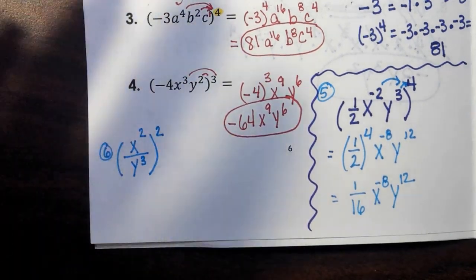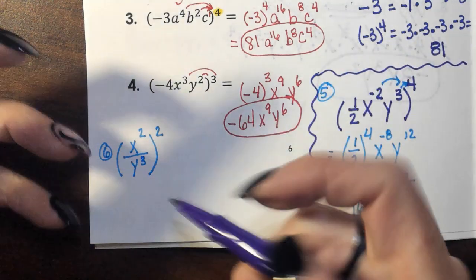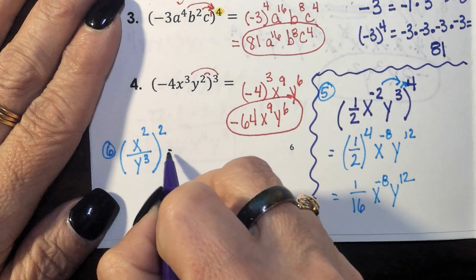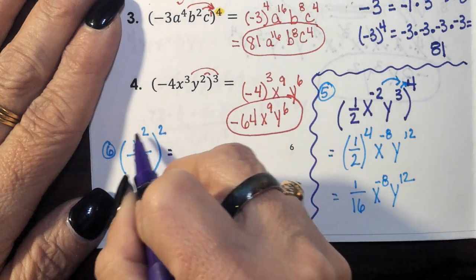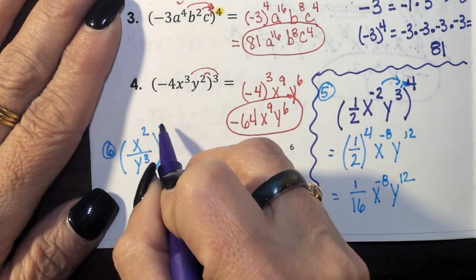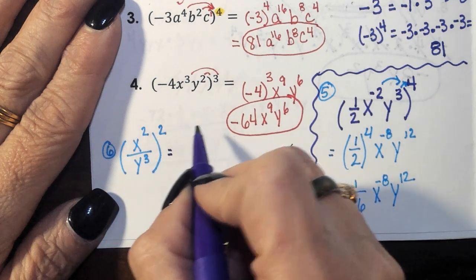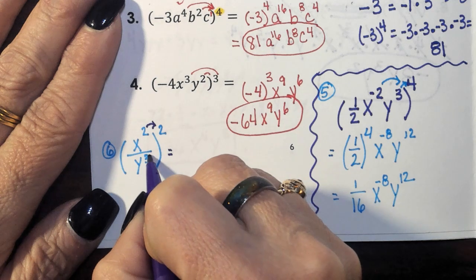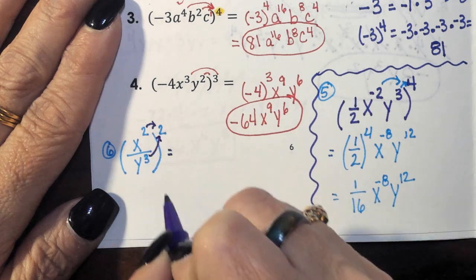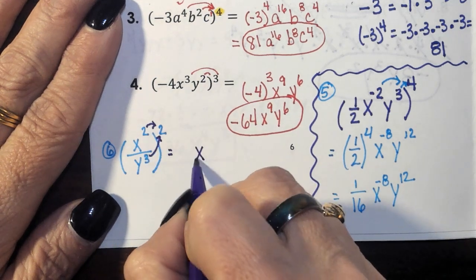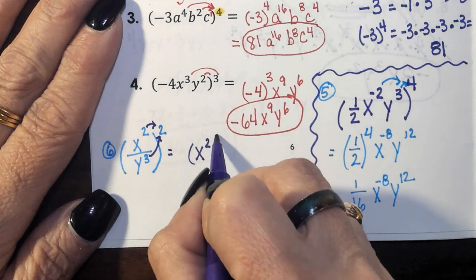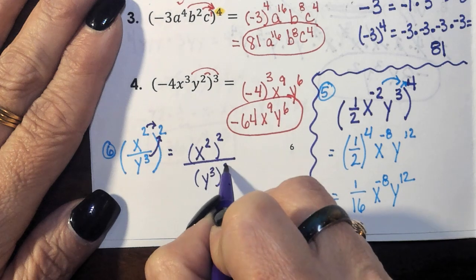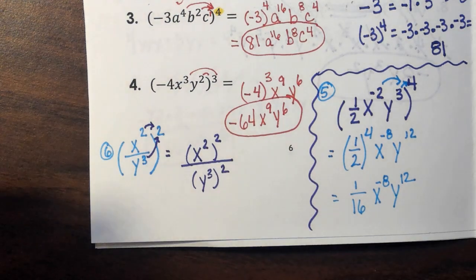All right. So you're looking at this and you're like, wait, but there's a fraction. There is. It's going to work the same way. Here's what I want to show you. When you have a big old parentheses, we're squaring everything, okay? So this is going to be multiplied here, but what's on the bottom is going to multiply too. So it's like x squared over y cubed, squared, because you're squaring both of them.